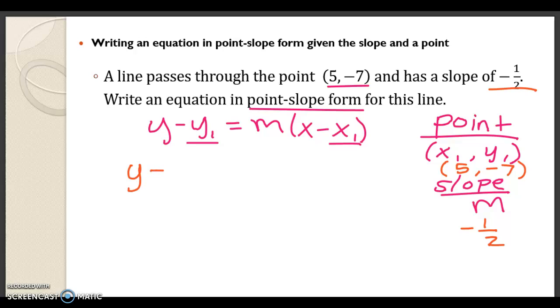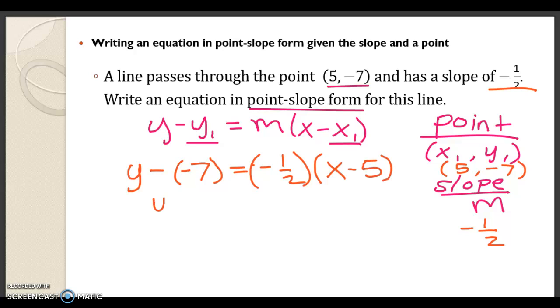y minus y1, which is the y value of our point, is (-7). Now why did I put that in parentheses? Because I have a minus here, right? And I need to make sure I keep those signs straight. And then m is -1/2. Then we have x minus x1, which is 5.